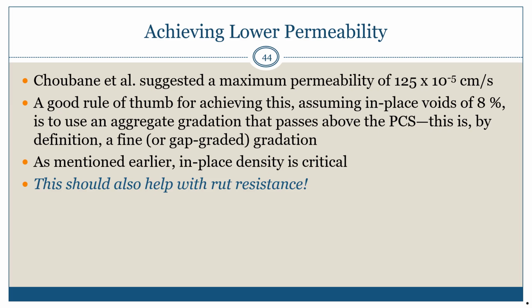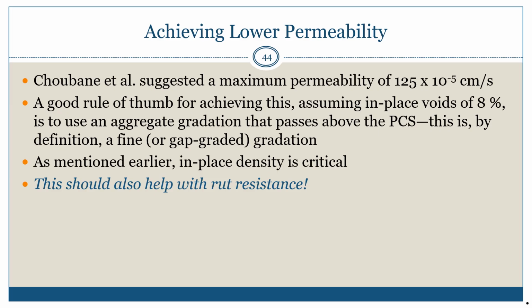you have in-place air voids of 8%, you want to use an aggregate gradation that passes above the primary control sieve, which means by definition you're going to use a fine gradation or perhaps a gap graded gradation in your mix design. So by doing that, you're going to pretty much ensure that you get reasonably low permeability.